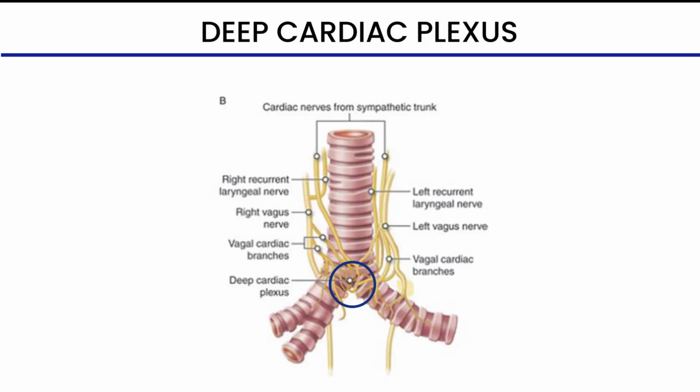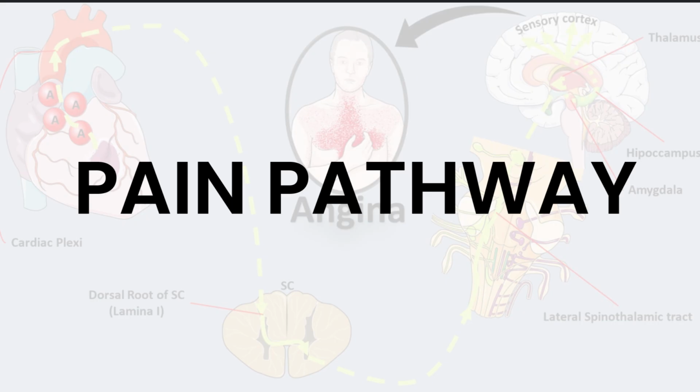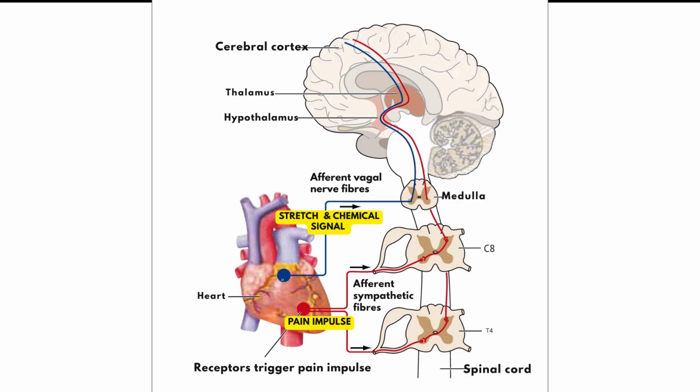The deep cardiac plexus is situated above and posterior to the aortic arch, anterior to the tracheal bifurcation. It is larger and receives input from all remaining cardiac branches from both vagus nerves and both sympathetic trunks. The pain pathway: cardiac pain travels with sympathetic fibers while the vagus nerve carries stretch and chemical signals.